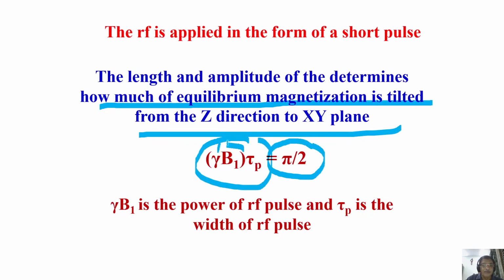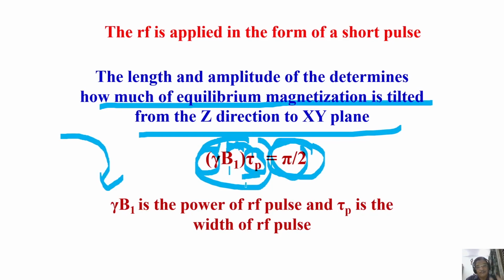Gamma we know, B1 is the RF power, and this is the pulse width, called the width of the RF pulse. Width and power put together, you can manipulate to bring the magnetization from the Z axis to the X axis or Y axis. You can use this. So this is what we want. We know this one, and we have to play with these two terms, the RF power and the pulse width.